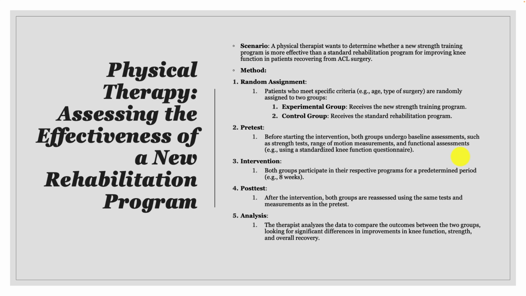I have a couple of examples here just to say, okay, this is kind of what we're looking for, right? So I would say a physical therapist wants to determine whether a new strength training program is more effective than a standard rehabilitation program for improving knee function in patients recovering from ACL surgery. So what is this going to have that the others did not have? Well, it's going to have random assignment. So even though I'm talking about physical therapy right now, please pay attention because I'm not going to read this on every single one.